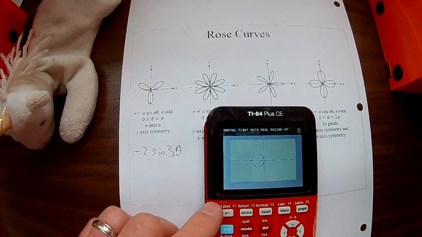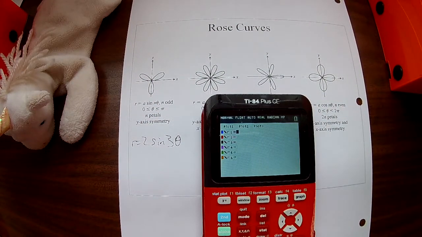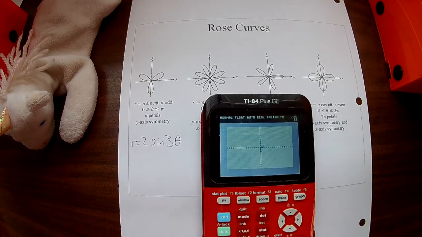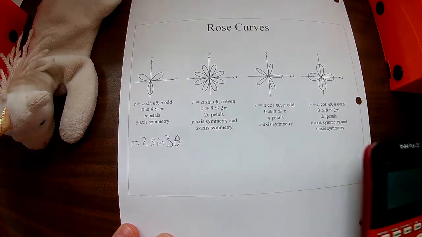It's basically going to look exactly like that. And just to prove to you that I know what I'm talking about, 2 sine of 3 theta, boom, there you go. It's kind of tiny, you can't really see it that well, but whatever.